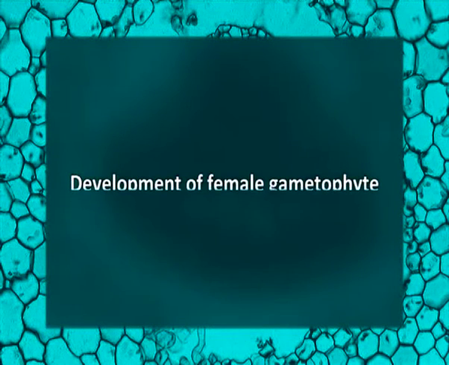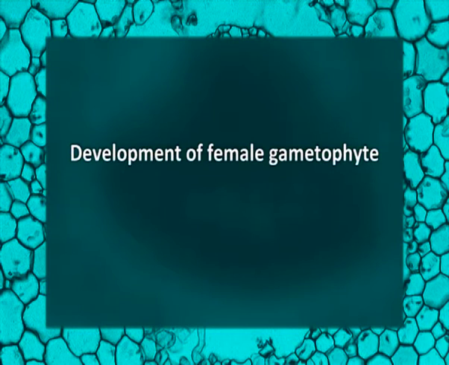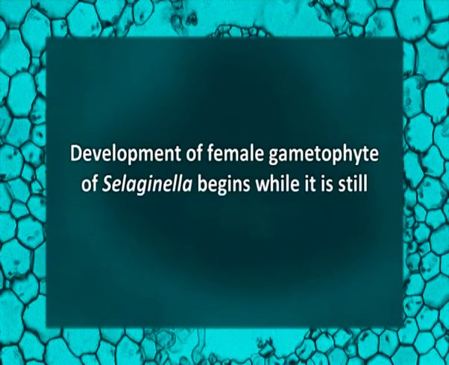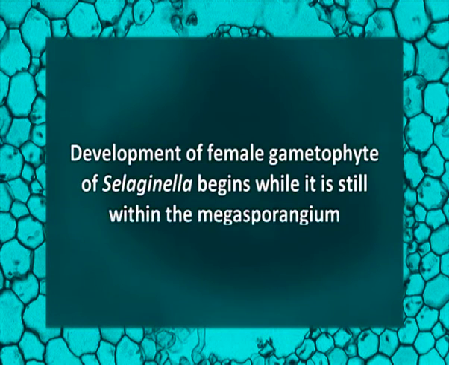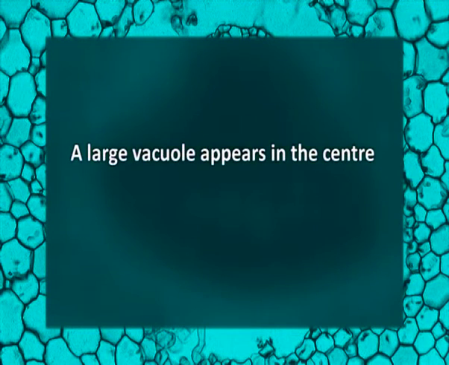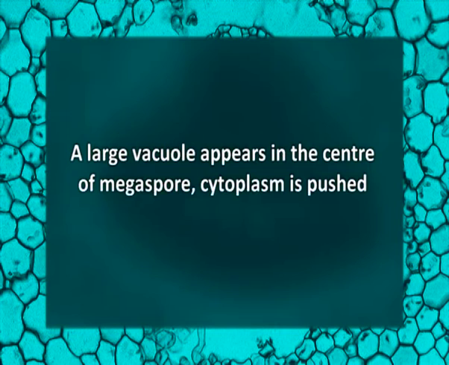Now, the development of the female gametophyte. Like the male gametophyte, the development of the female gametophyte of Selaginella also begins while it is still within the megasporangium. Immediately after the development of the female gametophyte begins, a large vacuole appears in the center of the megaspore, and as a result, the cytoplasm is pushed along the spore wall in the form of a thin membrane. There is a considerable enlargement of the megaspore.